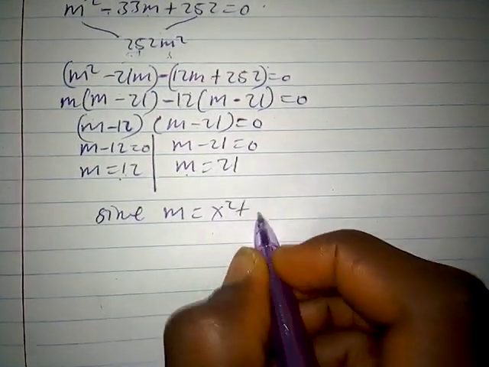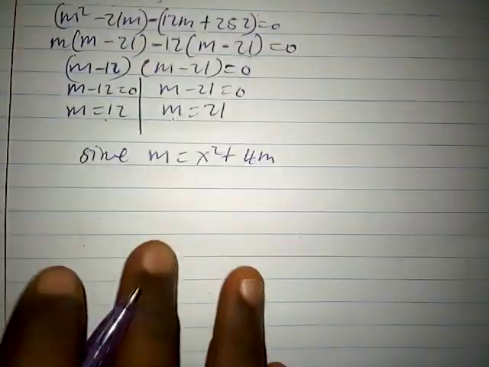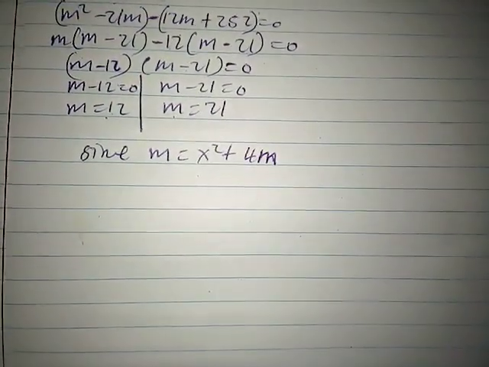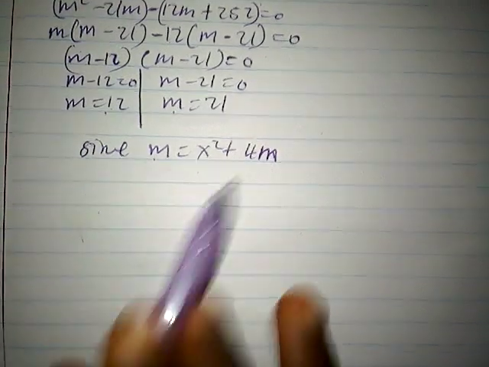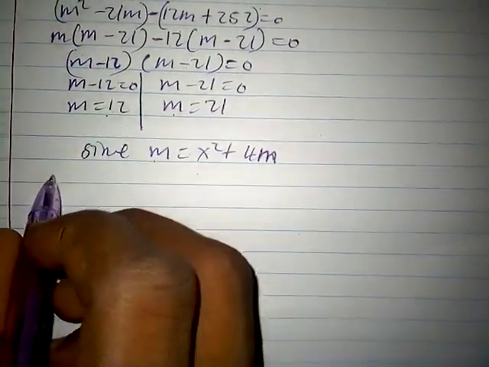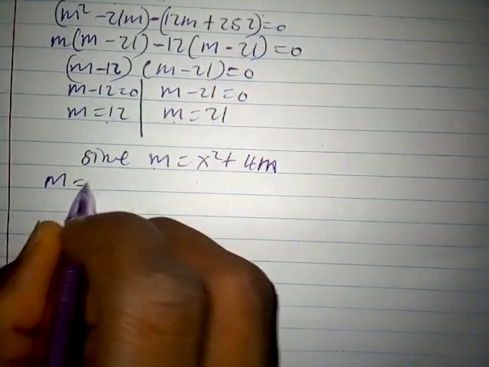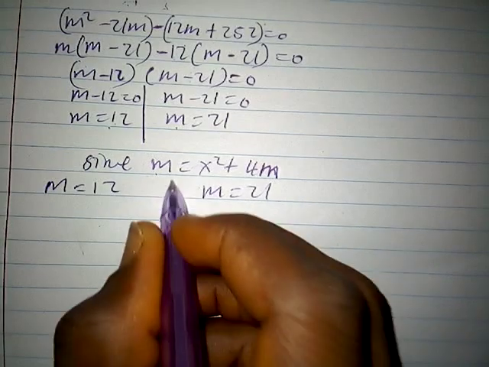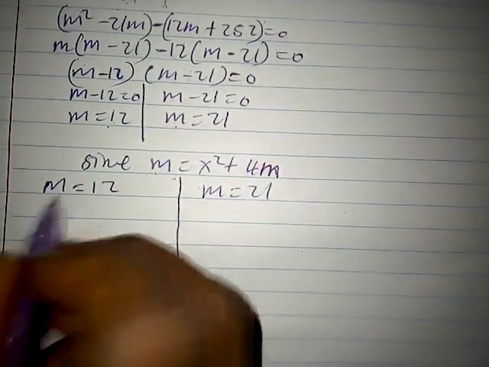X squared plus 4m. That's what m is. M is representing x squared plus 4m. So anywhere we see m, we now put x squared plus 4m. We substitute it again, right? We say m is equals to 12. For here again, we say m is equals to 21.